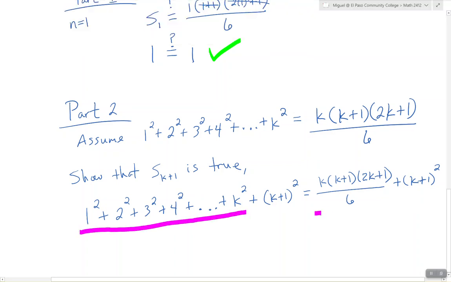So this part comes from our assumption, right? We're assuming that the stuff in purple is equal to that side in purple. And then we're adding this extra term to see if it's true for the next step, right?